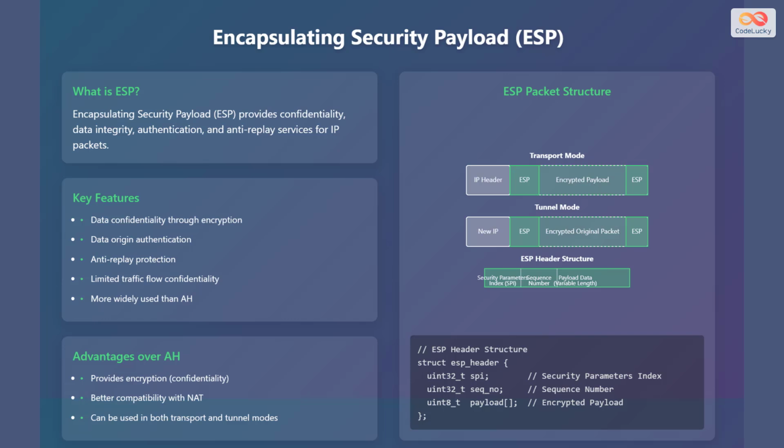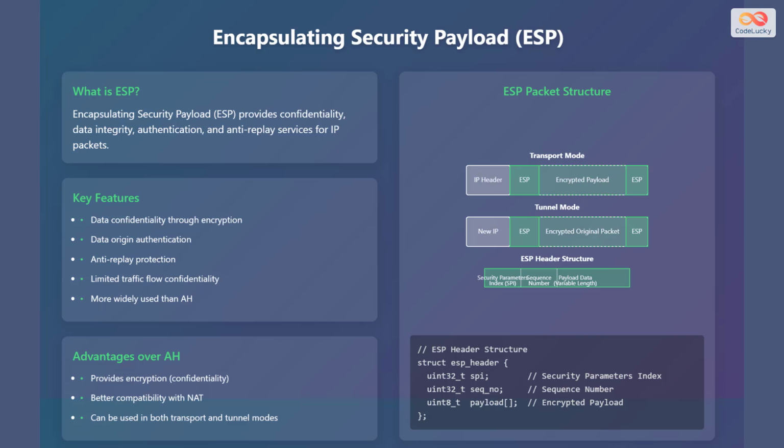Encapsulating Security Payload, or ESP, provides confidentiality, data integrity, authentication, and anti-replay services for IP packets. It achieves data confidentiality through encryption, data origin authentication, anti-replay protection, and limited traffic flow confidentiality. ESP is more widely used than Authentication Header due to its encryption capabilities.